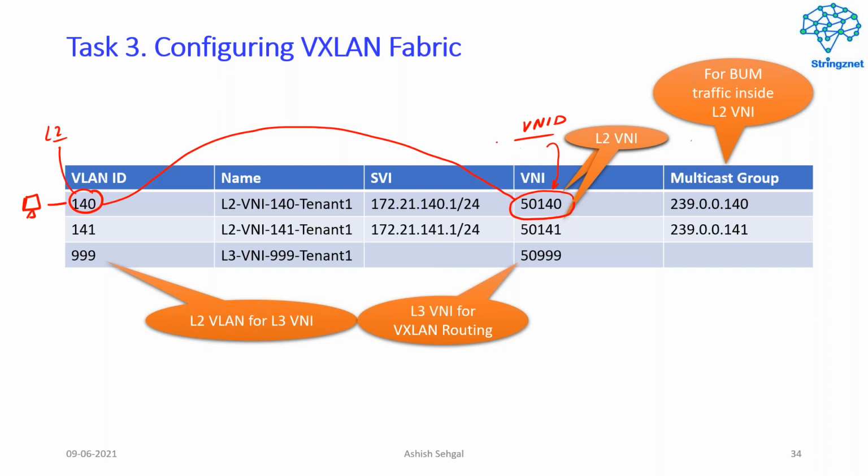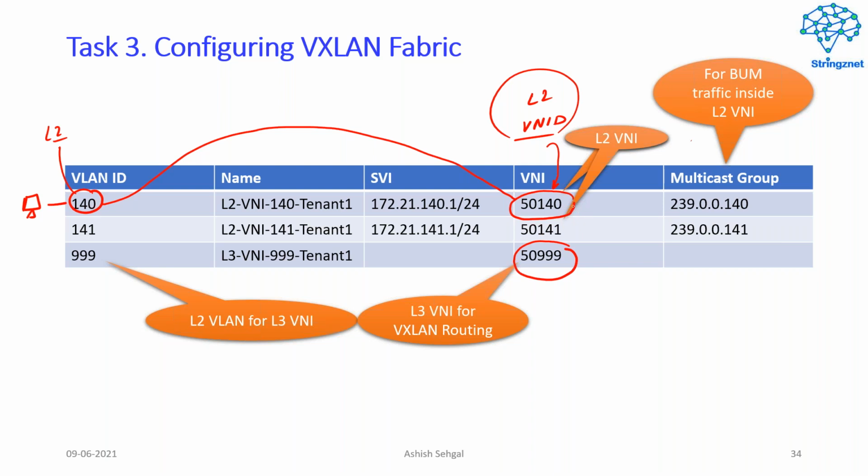For the purpose of mapping layer 2 with layer 2, this VNID is called layer 2 VNID. There is another VNID that is called layer 3 VNID. So every VLAN ID is statically mapped in our configuration with a corresponding layer 2 VNID, which takes the virtual machine traffic into the VXLAN tunnel.